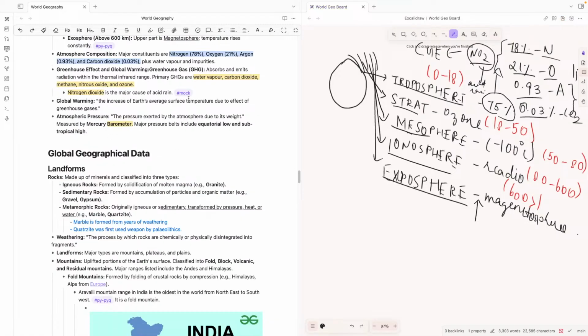This increase in Earth's average temperature due to the effect of greenhouse gases is called global warming. Atmospheric pressure, the pressure exerted by the atmosphere due to its weight, is measured by the mercury barometer.